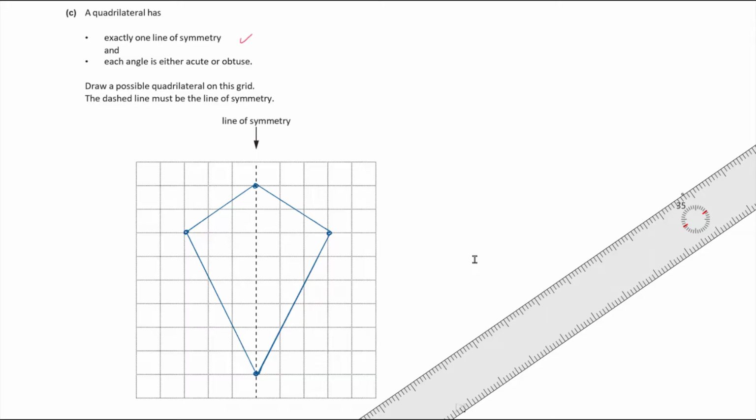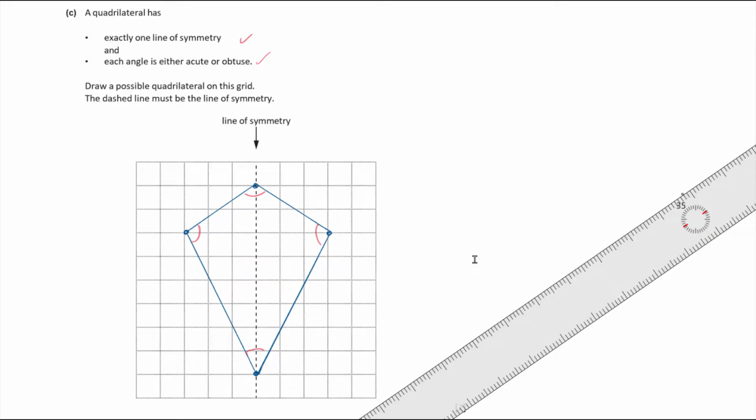There's no other line of symmetry I can place in there. And each angle is either acute or obtuse. Yeah, that one is obtuse, that one is obtuse, that one is obtuse, that one is acute. So yeah, they all match. Okay, so I've met all the conditions. I think I'm happy with that. Now that's not the only one you could draw, obviously. There's lots of different ones that you could draw.